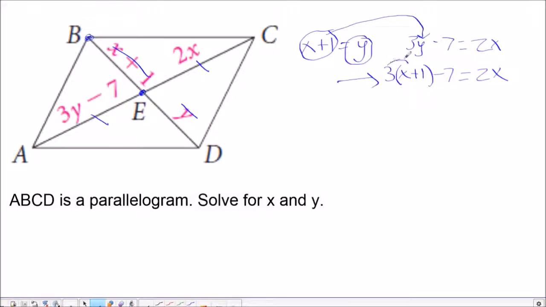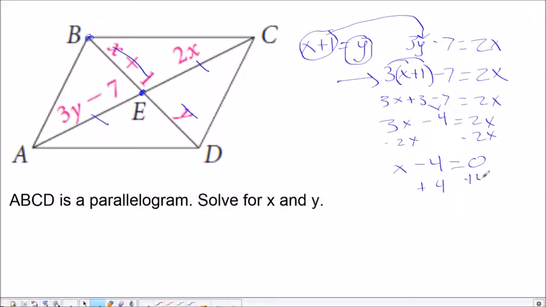So let's do it. We need to distribute. So we get 3x plus 3 minus 7 equals 2x. And from here, you can do whatever feels most natural to you. What feels most natural to me is doing 3 minus 7, and that's negative 4. Just combining like terms. I get 3x minus 4 equals 2x. I can go minus 2x on both sides. So I get x minus 4 equals, what's that? Something minus itself? That's 0. Make sure you put the placeholder. Plus 4 on both sides, and I get x equals 4.